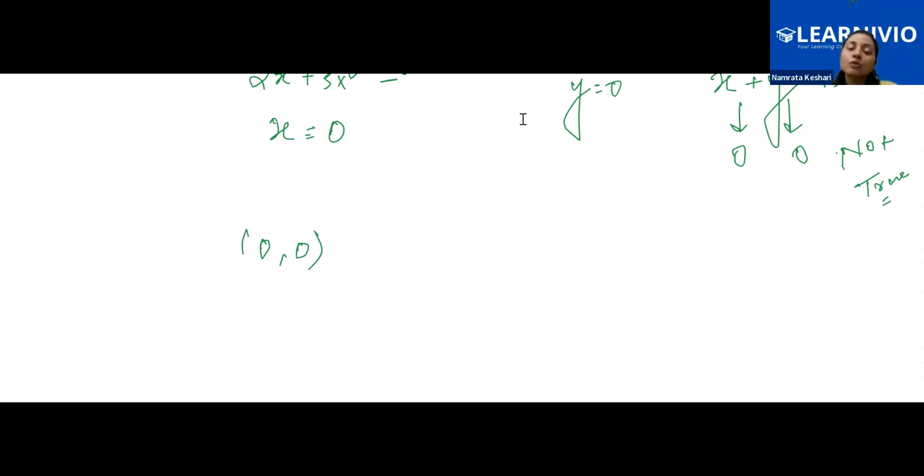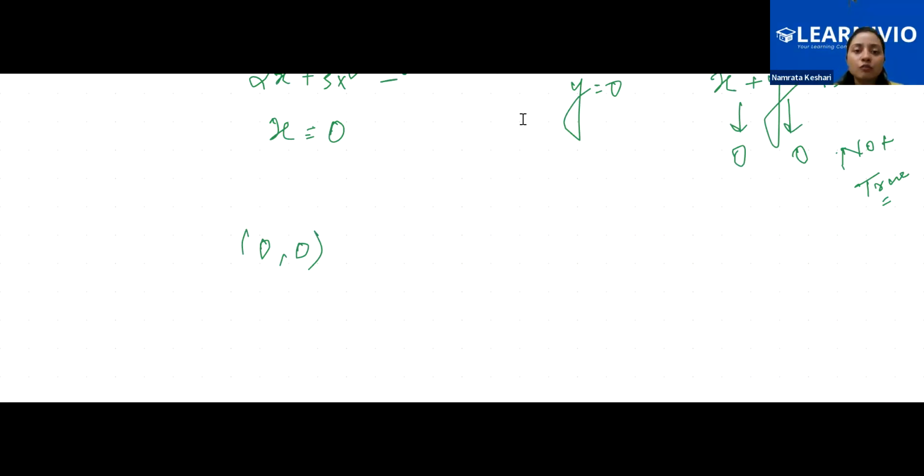Now we still have to find the next coordinate, or the next solution. How will we do that? There is a process: randomly take whatever x value you like. You can take x as 1, 2, 3, -1, -2, -3, any number, and calculate the y value with the help of the given equation, and that way you will get one solution.